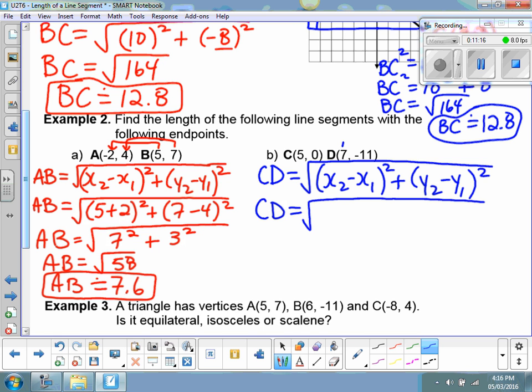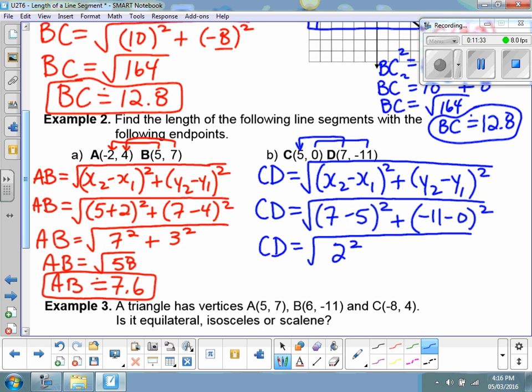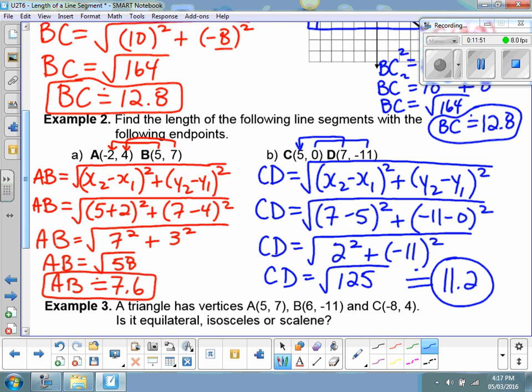So this time I'm going to do 7 minus 5 for my x's. And then for my y's, it's going to be negative 11 minus 0. So I'm going to have a positive 2 squared plus a negative 11 squared. That's going to give me the square root of 125. And I figure that out underneath the root sign, and that's equal to approximately 11.2 units there. Okay, so as I said, example 3 we'll tackle tomorrow as a warm-up.